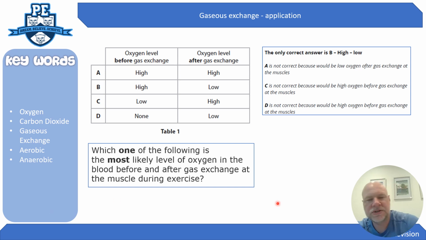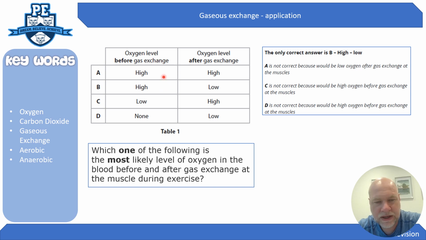And here's an exam question scenario that you may see. If you're looking at this screen here, you've got a table, and this is the exam question. It says, which one of the following is the most likely level of oxygen in the blood before and after gas exchange at the muscle during exercise? Very long-winded question. It's trying to confuse you a little bit, but let's look at this. So oxygen level before gas exchange, oxygen level after gas exchange. And in this case, option A is high and high, which we know we can't have because there's always going to be a diffusion gradient. So A cannot really exist.